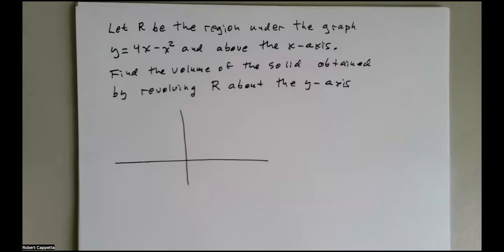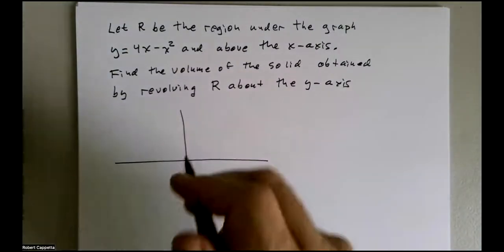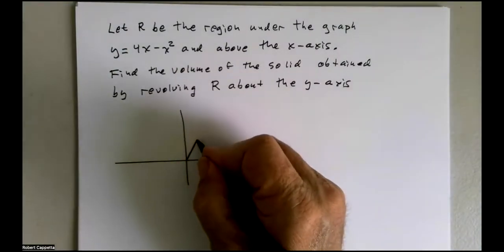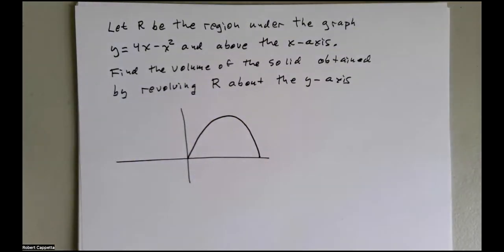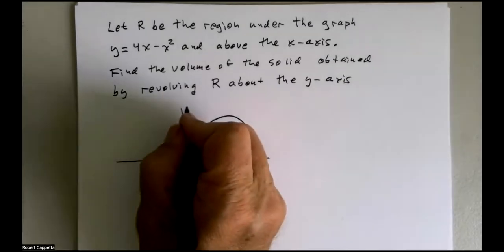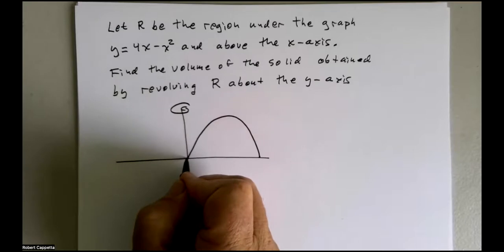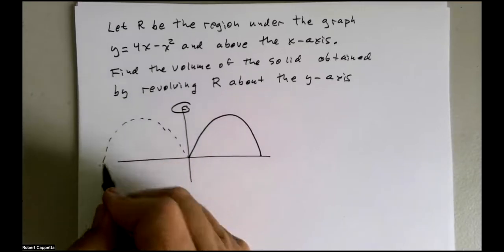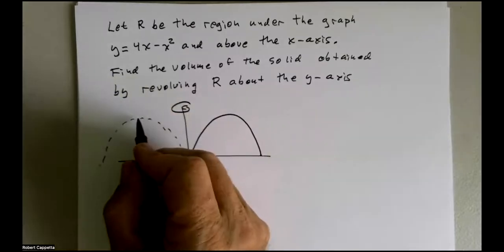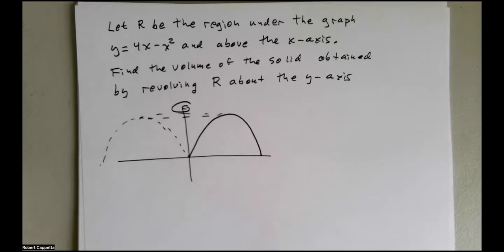We want to find, let R be the region under the graph y = 4x minus x squared above the x-axis. So it looks something like this. And we want to find the volume of the solid obtained by revolving R about the y-axis. So can you visualize that? Can you see the shadow on the other side as all of this rotates around? It's kind of like a cake.